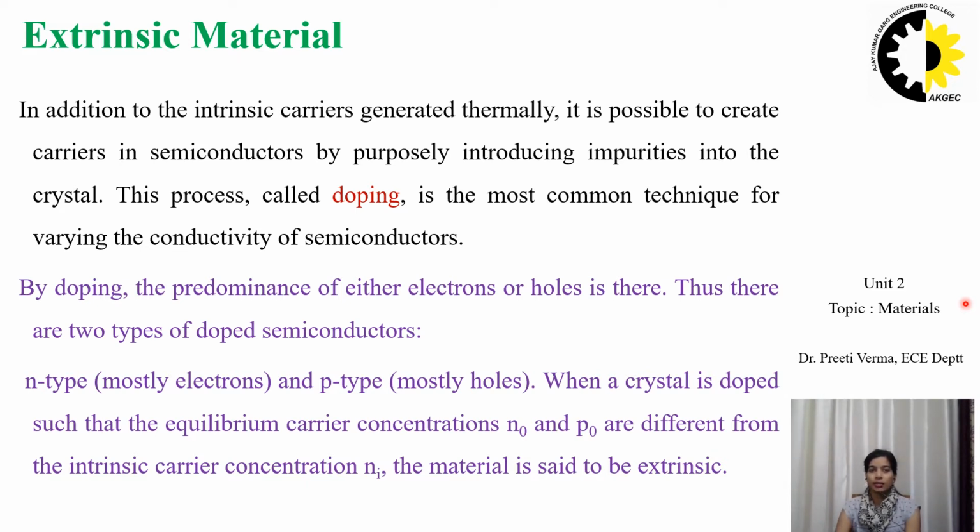If there is a majority of electrons in the semiconductor, then it is called an n-type semiconductor. And if we have added an impurity in such a way that the majority carrier concentration is of holes, then this type of extrinsic material is called p-type material or p-type semiconductor. And if we talk about their equilibrium condition, then we can represent this by n naught and p naught, the concentration of electrons and holes at equilibrium.